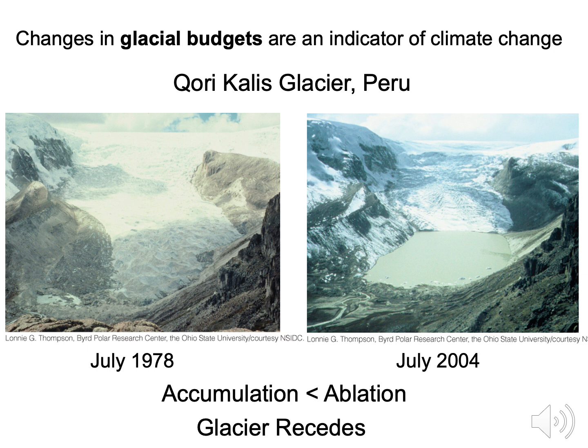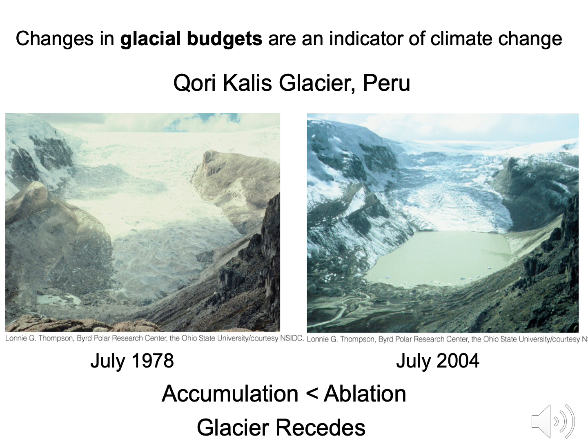What you're hopefully noticing here is that the glacier in July of 1978 was much larger and much more extensive and overall bigger than the glacier of July 2004. So what this indicates overall is that this glacier is retreating. And so in terms of glacial budgets, this means that ablation would be greater than accumulation, leading to the retreat of this glacier.